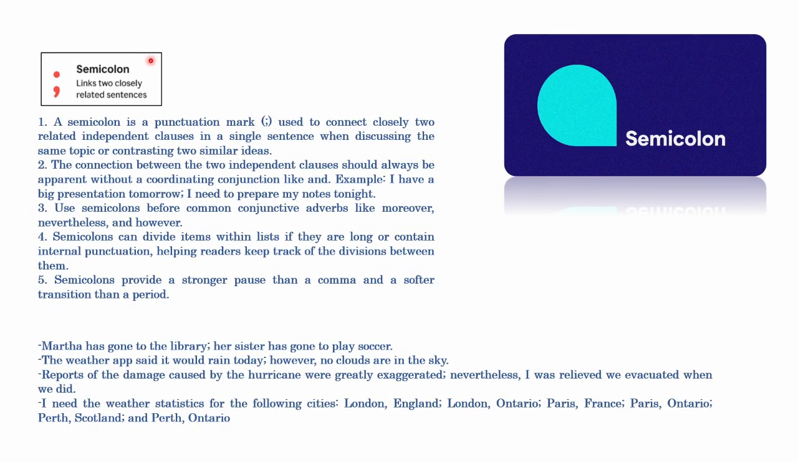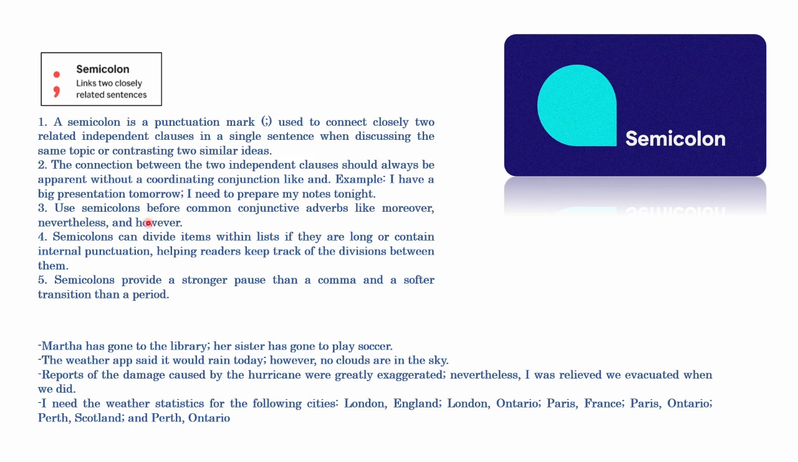Semicolon. A semicolon is a punctuation mark symbolized by a dot and a comma. It is used to connect closely related independent clauses in a single sentence when discussing the same topic or contrasting two similar ideas. The connection between the two independent clauses should always be apparent without a coordinating conjunction like and. Example: I have a big presentation tomorrow; I need to prepare my notes tonight.